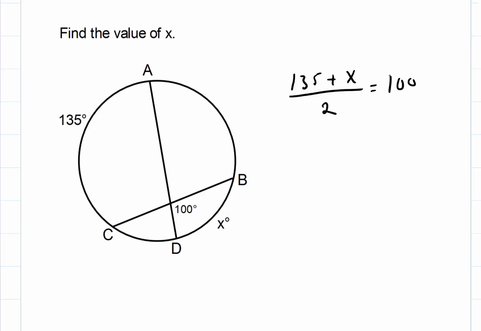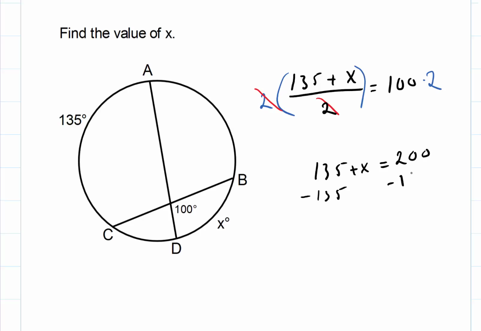Well, now we just solve for x. And like most algebra problems, there's more than one way to do this. I think the simplest thing for us to do will be to multiply both sides by 2. On this side, the 2's will cancel each other off, and we'll be left with 135 plus x equals 100 times 2, that's 200. We'll then subtract 135 from each side to get x by itself, leaving us x equals 65.